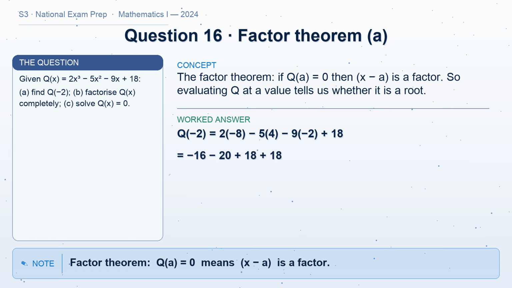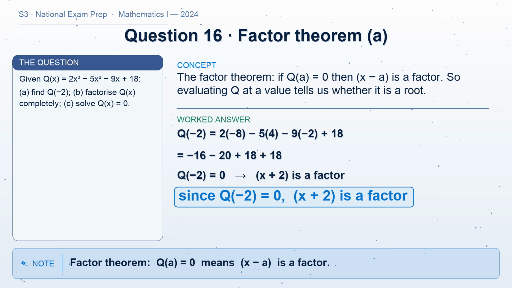Substitute minus 2. 2 times minus 8 is minus 16. Minus 5 times 4 is minus 20. Minus 9 times minus 2 is plus 18, and plus 18. Adding minus 16, minus 20, 18 and 18 gives 0. Because q of minus 2 is 0, x plus 2 is a factor.